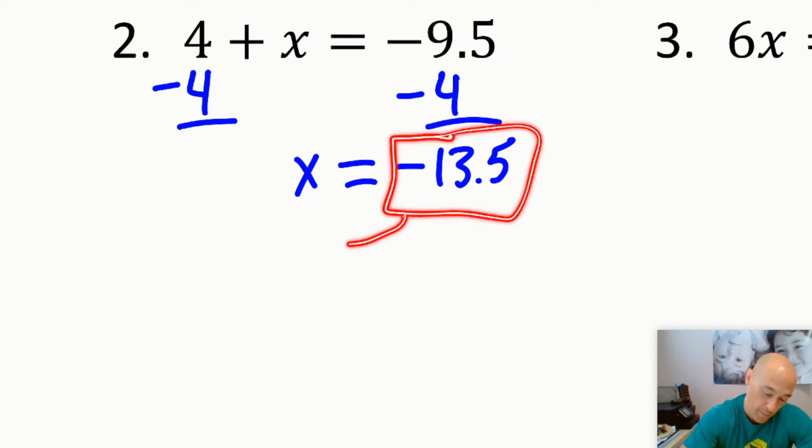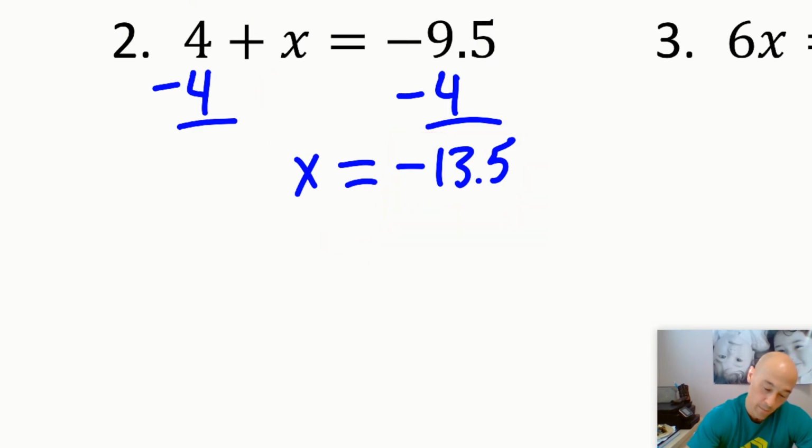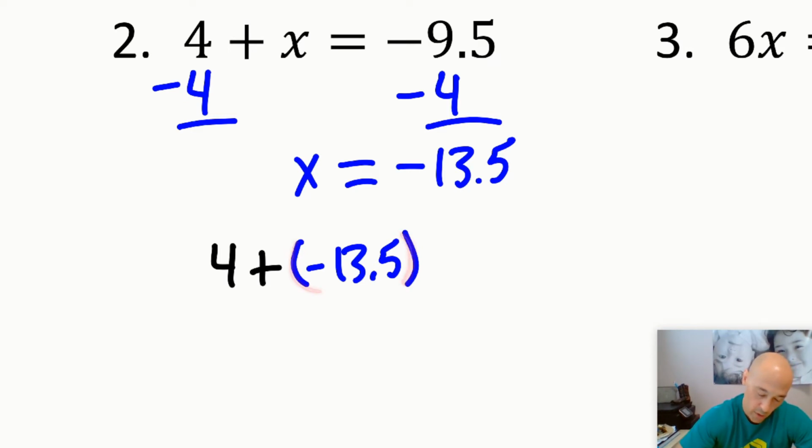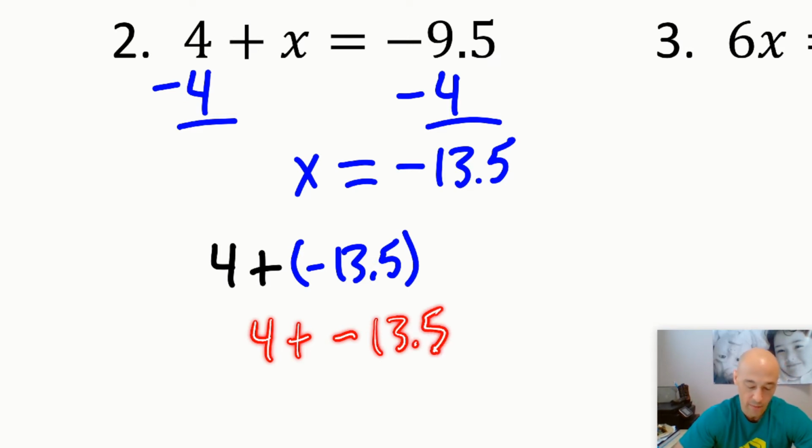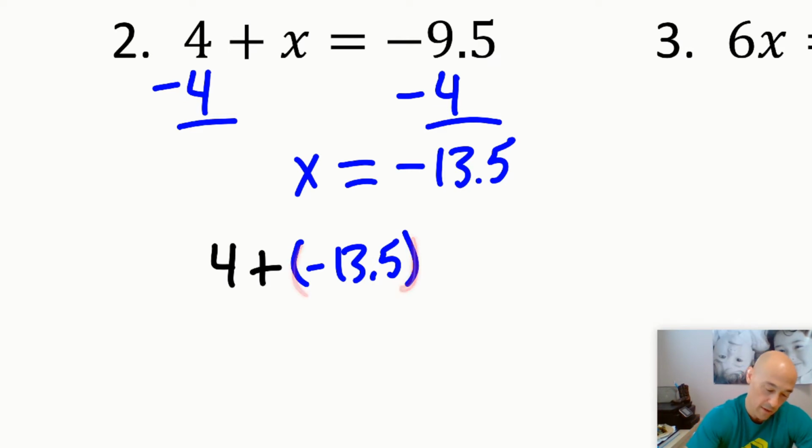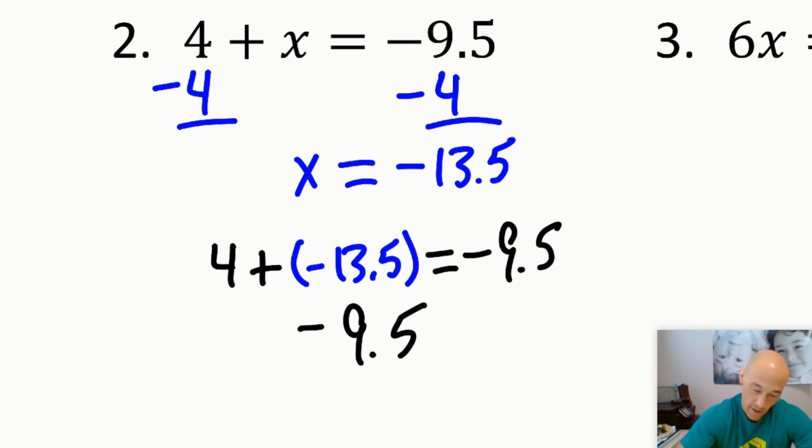Now we're going to check our work by plugging that back into the original equation. So we have 4 plus, and because we have a negative 13.5 that we're plugging in there, I'm going to put it in parentheses because it would look weird if we did 4 plus minus 13.5. So we want to use those parentheses there to make clear that we did a substitution. And that equals negative 9.5. Now 4 plus a negative 13.5 is in fact a negative 9.5. And then we have equals negative 9.5 on the right, and that checks. So good work so far.